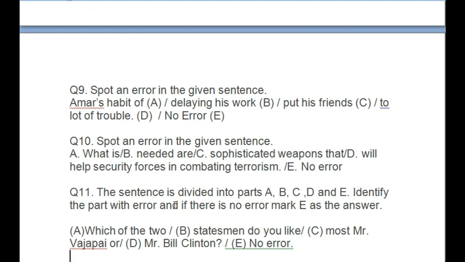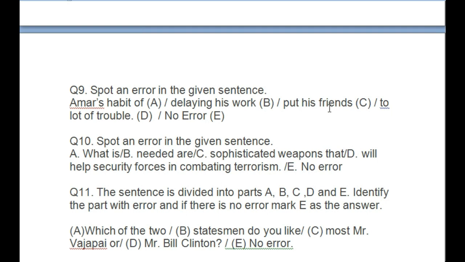Amar's habit of delaying his work put his friends to lot of trouble, right? So the error that we see here is in Amar's habit. This is correct, possession of the word to the subject. Noun position is correct. Delaying his work is also correct. Amar's habit of delaying his work. Now the verb "put", according to the sentence, is correct, and there is nothing specific given for past and present. In fact "put" has all three verb forms the same, so this can be simple past and simple present.